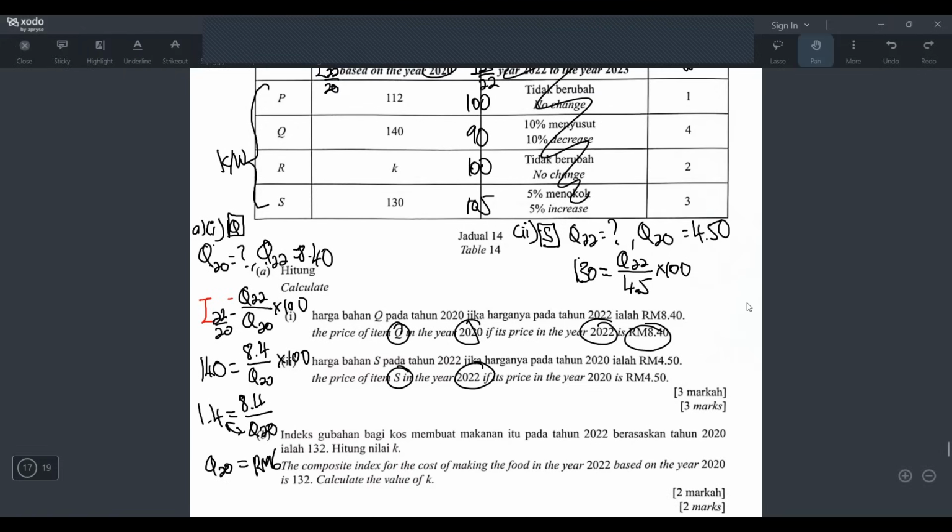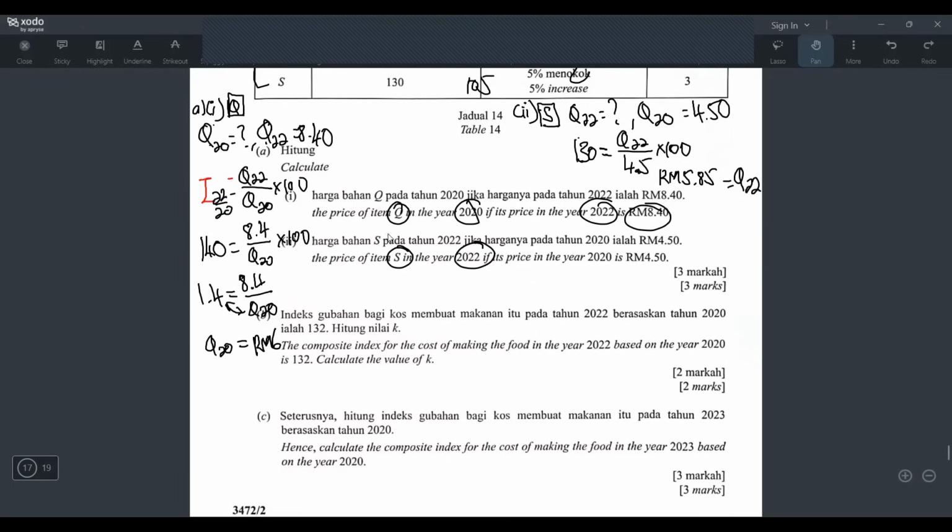Alright, so now you can find your Q22. Just tekan calculator. 130 divide 100 and then times 4.5. Okay, my calculator give me 5.85. And don't forget to write RM because this is the price. So 5 ringgit 85 cents. Okay, 3 marks. Let's go.